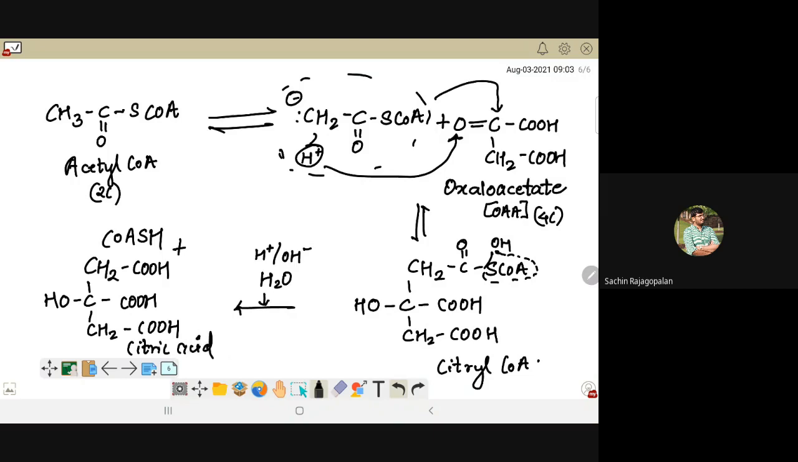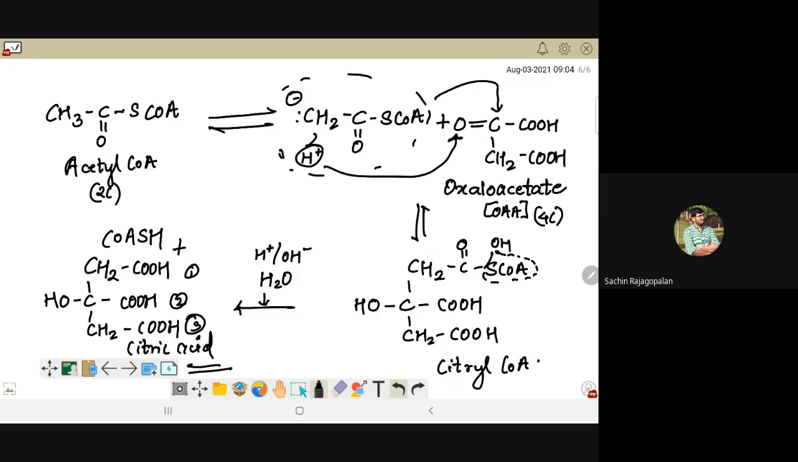Now carefully look at this structure. 1, 2, and 3. It has 3 carboxyl groups, hence the name tricarboxylic acid cycle. Look at the name of the first stable product, citric acid. That's the reason why you also call this cycle the citric acid cycle, because the first stable product is citrate, which is a tricarboxylic acid, which means that it has 3 carboxyl groups.